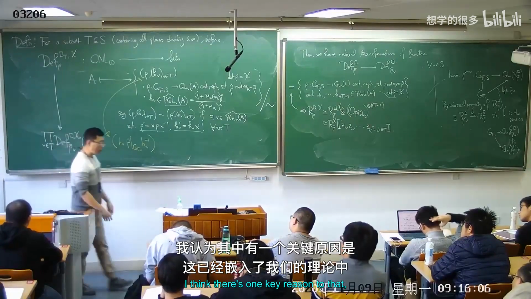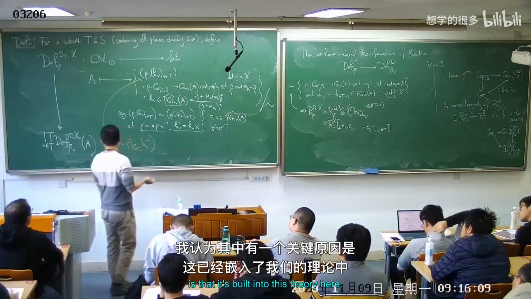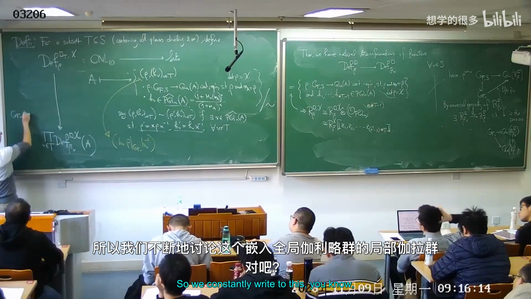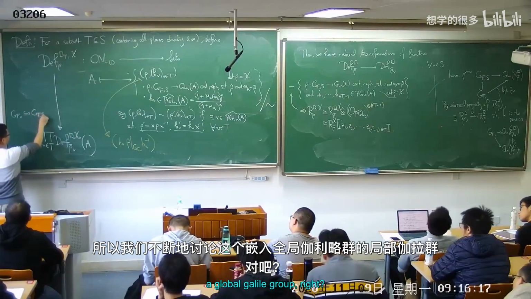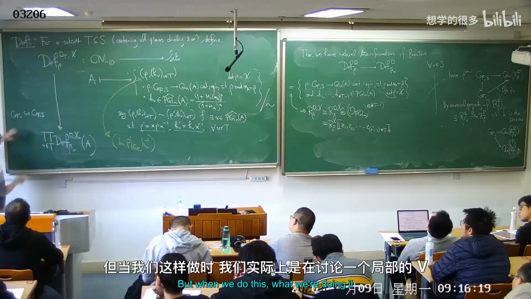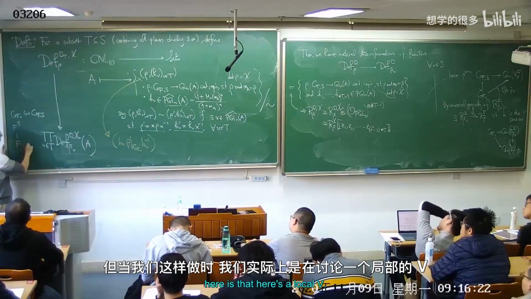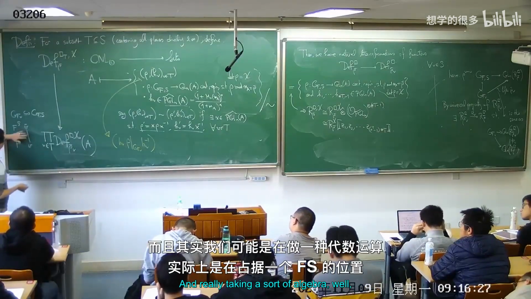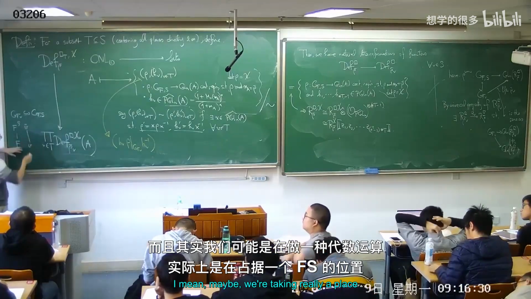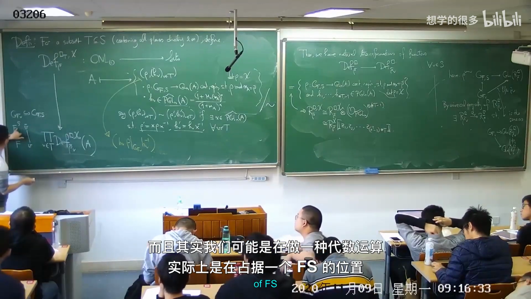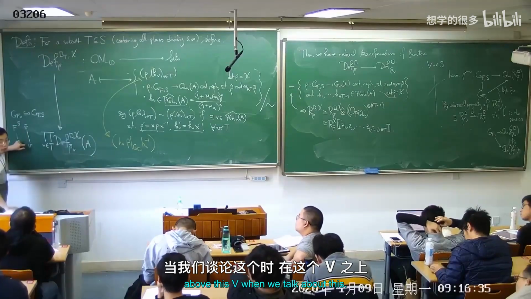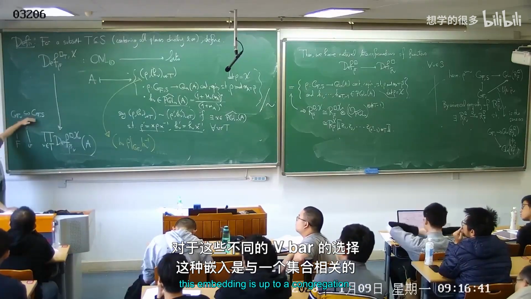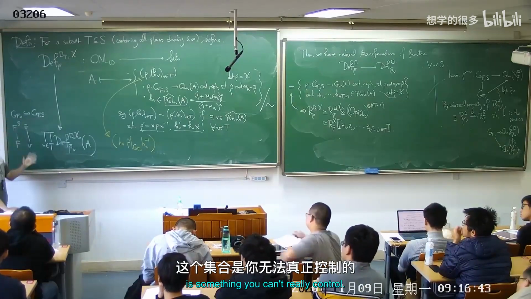I think there's one key reason for that, which is built into this theory here. We constantly write this local Galois group embedded into a global Galois group. But when we do this, what we're really doing is taking a place of F-bar above this V. But there are many choices of this V bar. For different choices of this V bar, this embedding is up to a conjugation. This conjugation is something you can't really control.